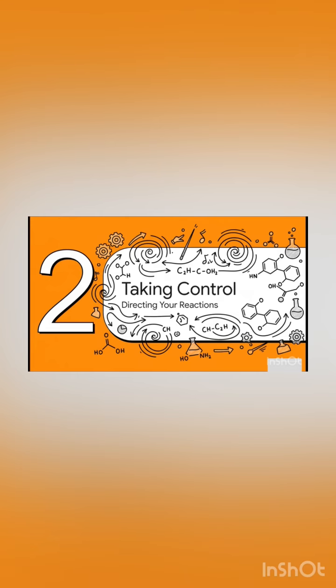Okay, so now we understand the default pattern. We know what the reaction wants to do on its own. But what if we don't want the default product? This is where organic chemistry gets really powerful. This is where, by choosing our reagents, we get to be the director of the reaction. Let's see this in action.